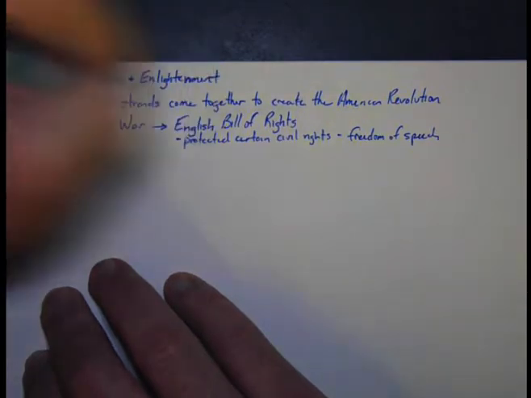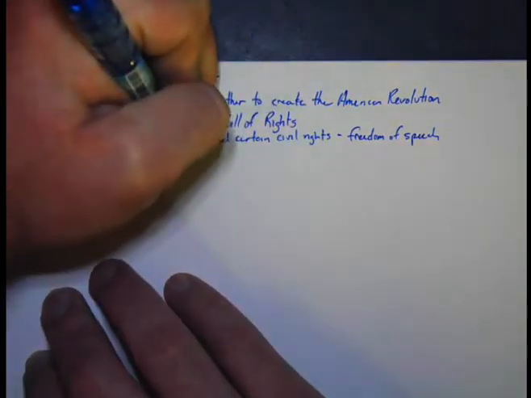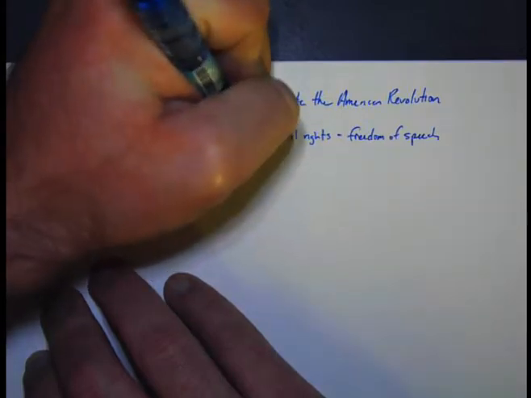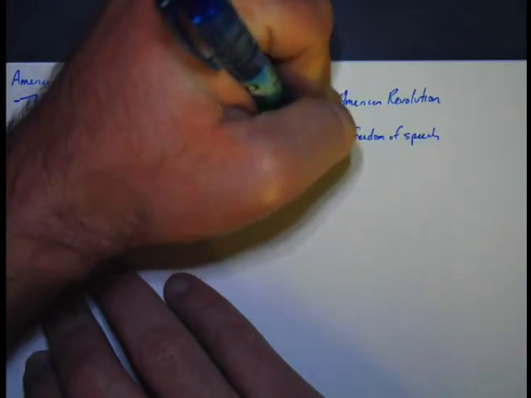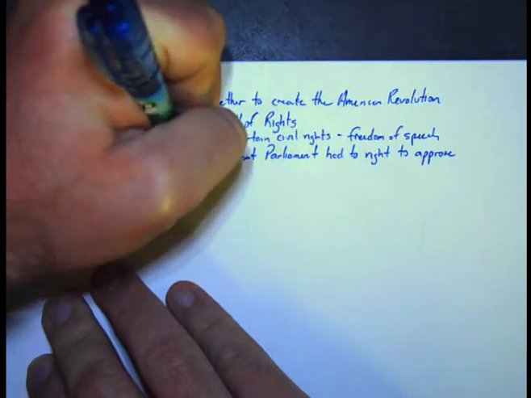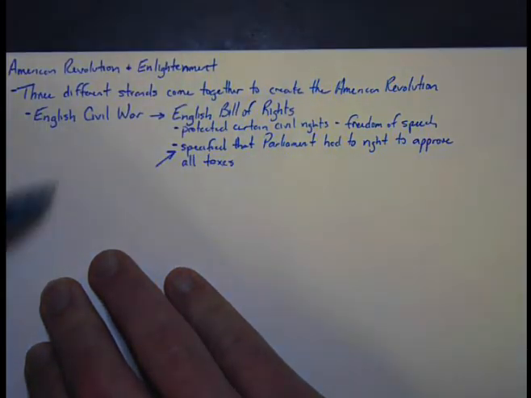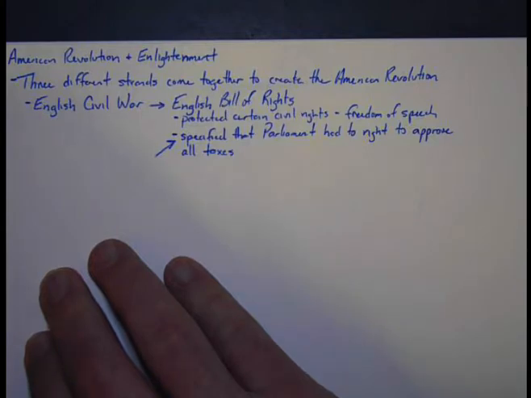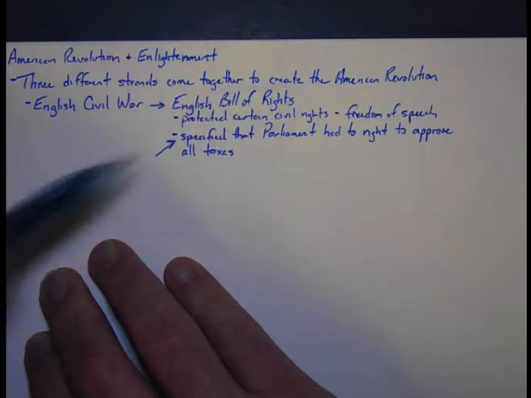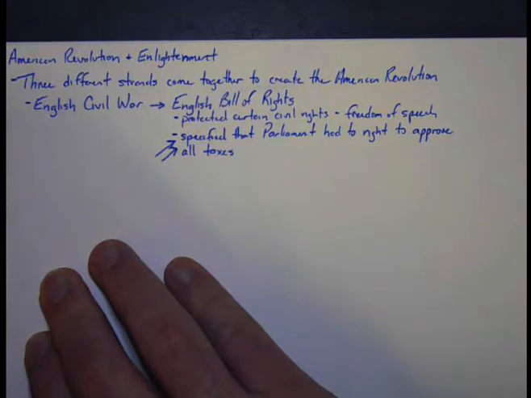But on top of that, and this is a very important point, it also specified that Parliament had the right to approve all taxes. This was a big reason why the English Civil War started in the first place. One of the reasons why the English Civil War started was over who has the right to approve taxes. Can the king do it? Does the king need Parliament's consent or advice in creating a new tax? And so what the English Bill of Rights said is that Parliament had the right to approve all taxes. Okay, so that's number one.